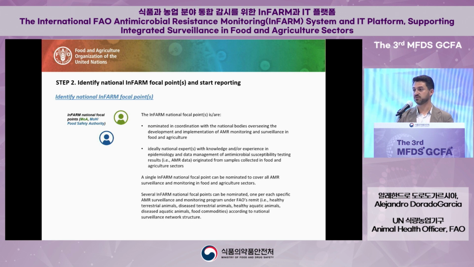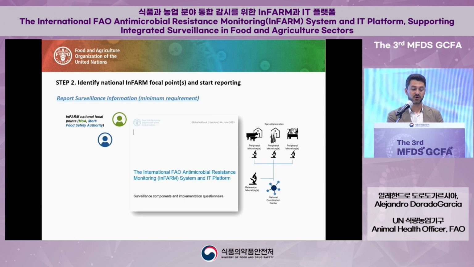And when we talk about surveillance programs in food and agriculture, we divide it in 5. I'm going to explain later in more detail, but we have healthy terrestrial animals, diseased terrestrial animals, healthy aquatic animals, diseased aquatic animals, and food commodities. These are the 5 main programs that a country can define for surveillance. And in many cases, there might be several focal points responsible for reporting these different pieces of data on an annual basis.